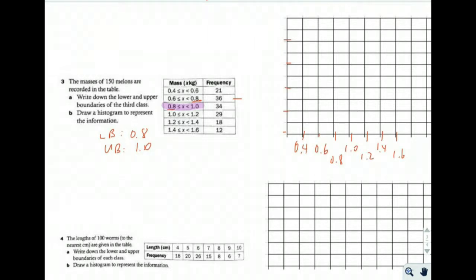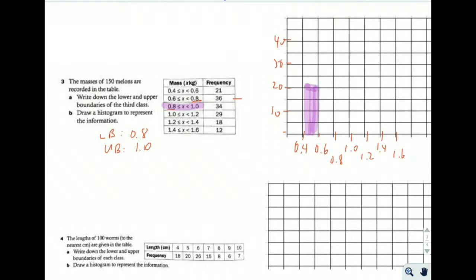Probably what we're going to do is, let's see, 1, 2, 3, 4, 5, 6, 7. Yeah, so we'll count by fives here. So it'll be 10, 20, 30, 40. Okay, and so from 0.4 to 0.6, I go up to 21. Slightly more than 20 here.